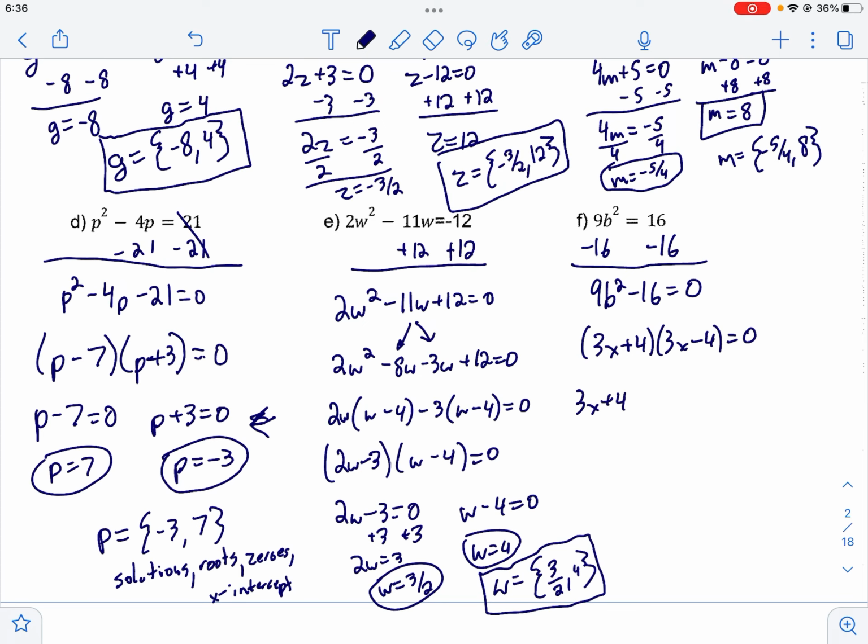You might notice, as we solve each of these, 3x plus 4 and 3x minus 4 equals 0, that the numbers will end up being the same number with opposite signs. In this case, x equals negative 4/3 and positive 4/3.